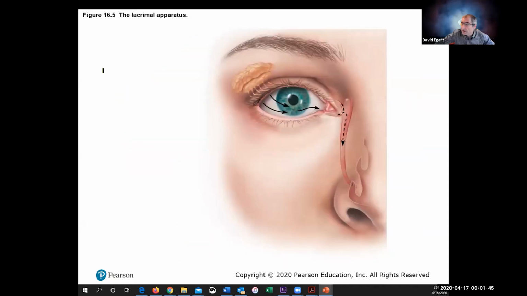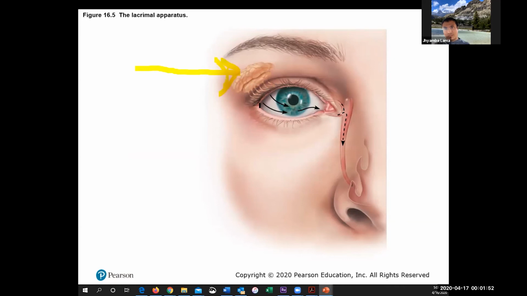Oh, what is this thing right here? Lacrimal gland. The lacrimal gland. And what is this thing over here? Lacrimal sac. Lacrimal sac, right?